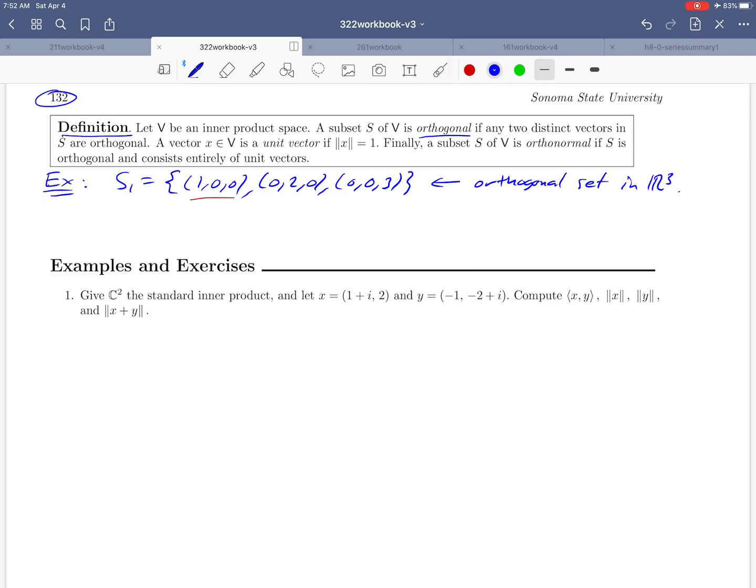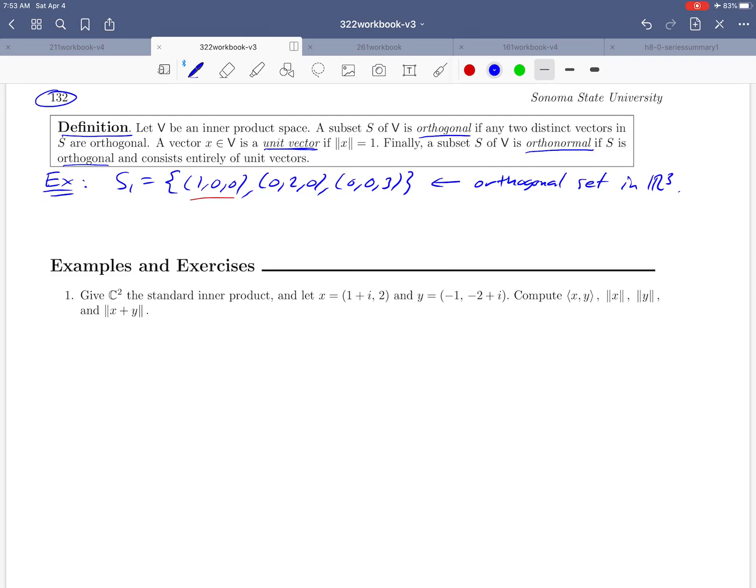Okay, and then the second piece of this definition has to do with something called a unit vector. A unit vector is just a vector whose norm is equal to 1. That's the same definition that you might remember from multivariable calculus, same idea. And now that we have a definition of a unit vector, we can talk about something called an orthonormal set. An orthonormal set of a vector space is just a set of vectors that are not only orthogonal, but also consist of unit vectors.